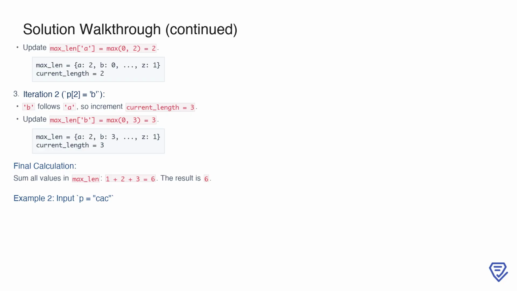At this stage, the max_len dictionary reflects the longest substrings ending in z, a, and b as 1, 2, and 3, respectively. Finally, to calculate the result, we sum all the values in max_len, which gives 1 plus 2 plus 3 equals 6. This is the total number of distinct substrings in the wraparound string for this input.